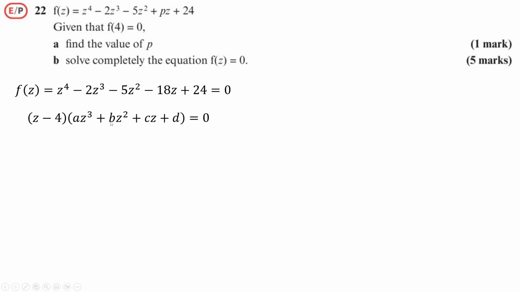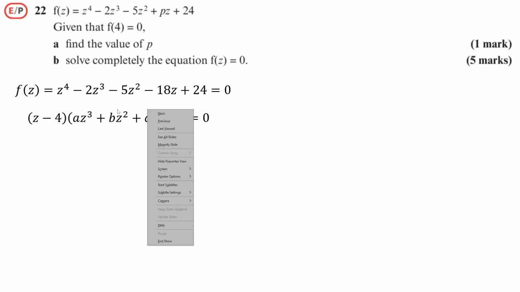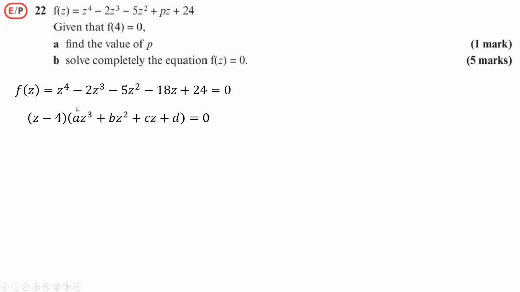The intended solution is to use synthetic division. I'm not going to use that because it's kind of long. But I'm just going to say that if we have one linear factor, the only way to get a z to the power of 4 is to multiply it by some other polynomial of degree 3. And that's just the general form for a polynomial of degree 3.